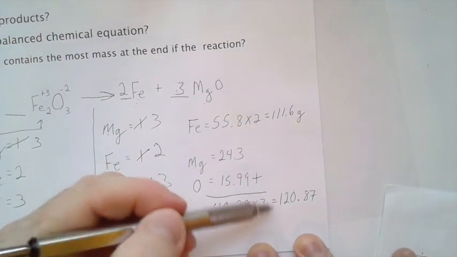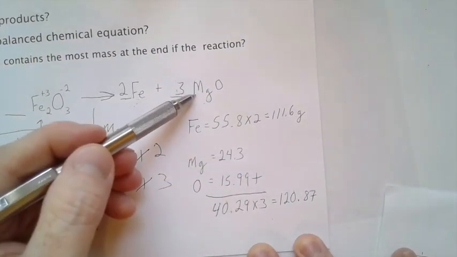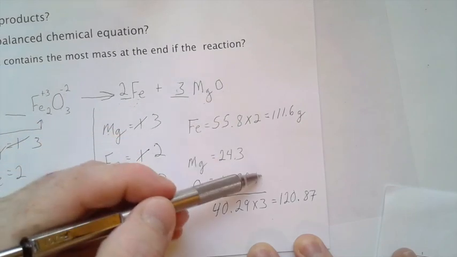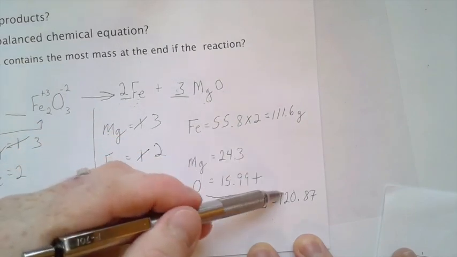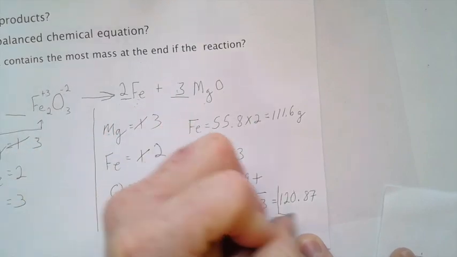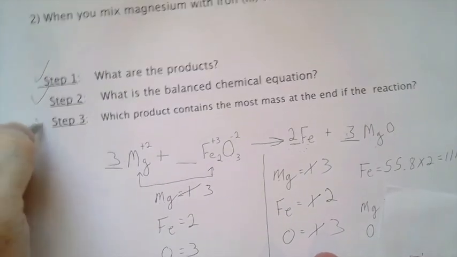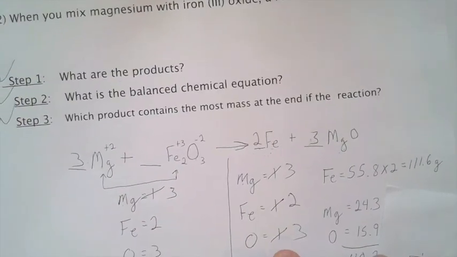So be careful. Even though this was the bigger molecule, and yes, it had more moles, it does come out on top, but only by a couple of grams. So our magnesium oxide is what wins, and now we've solved step 3.